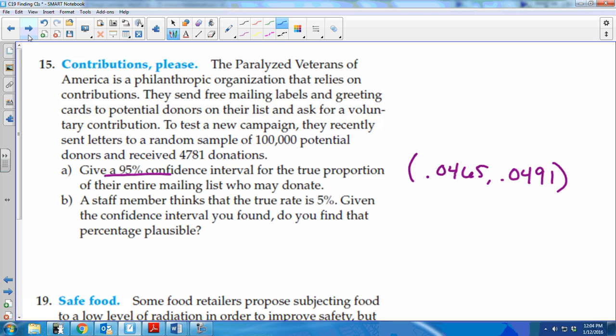Part B, though, says, a staff member thinks that the true rate is 5%. Given the confidence interval you found, do you find that percentage plausible? 5% is right outside of our interval, barely. And I'm 95% confident, so 5% may be plausible, right? Because this is based on one particular sample, one campaign. If they change this to like 10%, is 10% plausible? No. Our interval, I'm 95% confident, is like 4.6% to 4.9%. That's nowhere close to 10%. So I wouldn't think that's plausible based on my interval. So you can use your interval to answer questions as well.